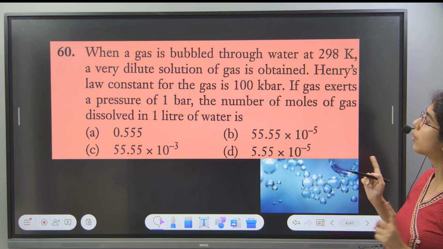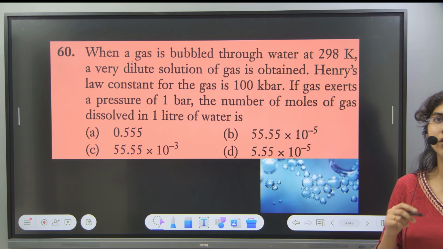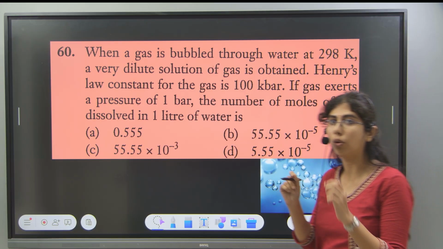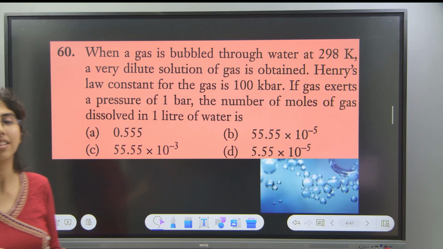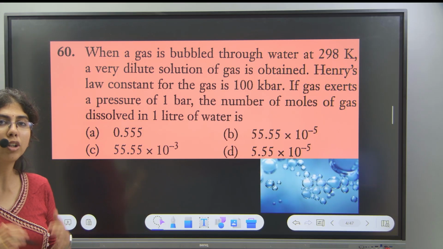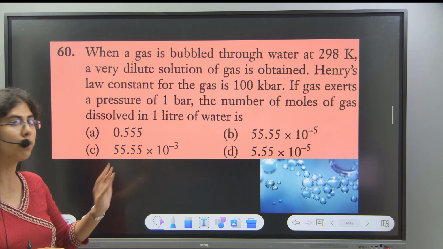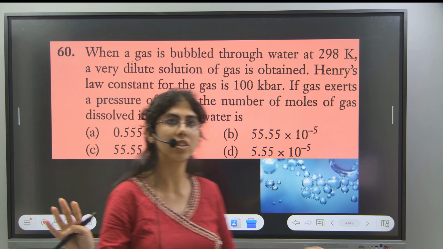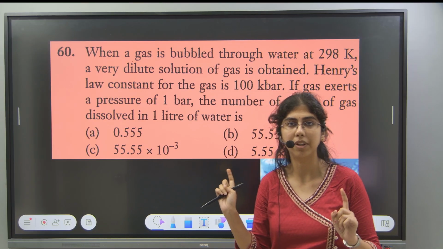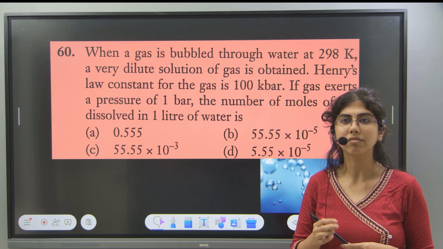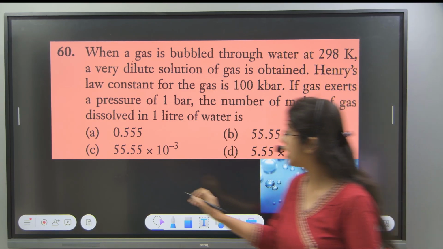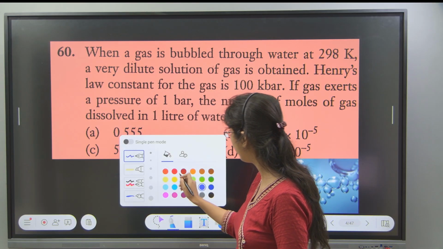Tell me which concept or which equation you're going to use to solve this question. Very, very easy. Today's questions will be very easy when compared to all the questions that we have discussed so far from this chapter. Henry's law, miss. Yes, you have to apply Henry's law. Very good.